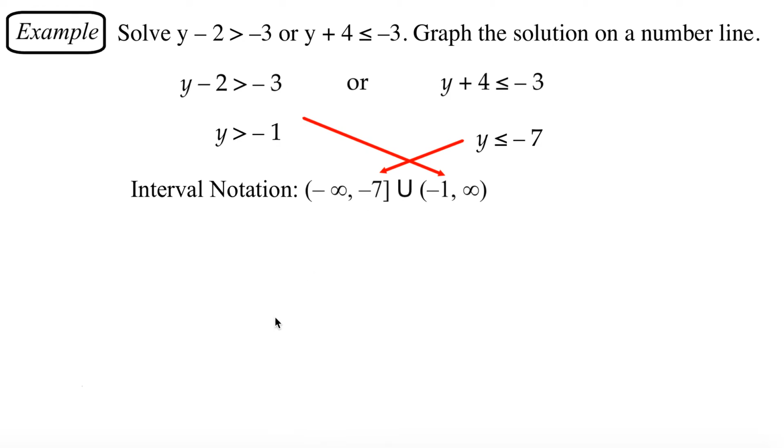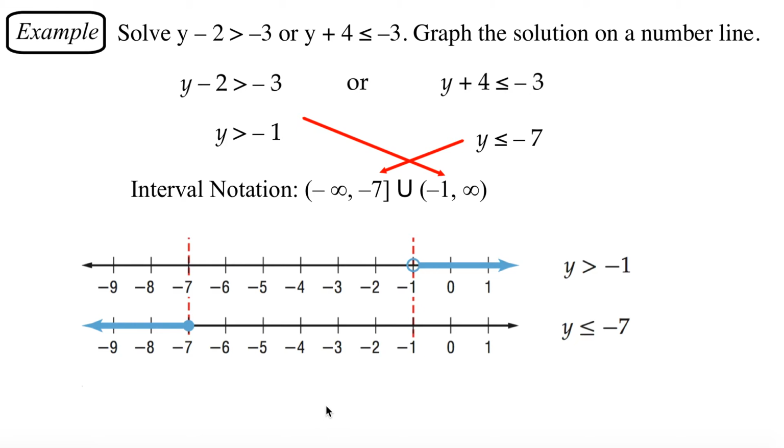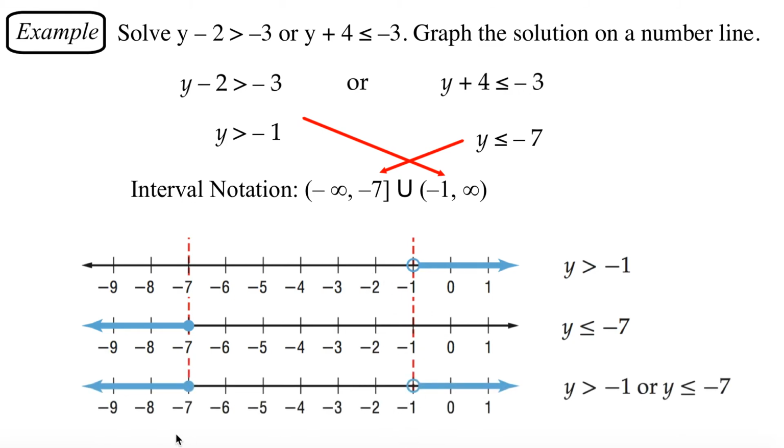So in interval notation, we have two separate intervals, from -∞ up to -7. It does include -7, so it's a square bracket. And then we have another interval starting at -1 and going to the right. On a number line, it looks like this. Your first interval goes from -∞ to -7. The second interval goes from -1 to +∞. You don't have to graph these separately. I would like you to graph it like this third one. The third one is the solution to both of those.